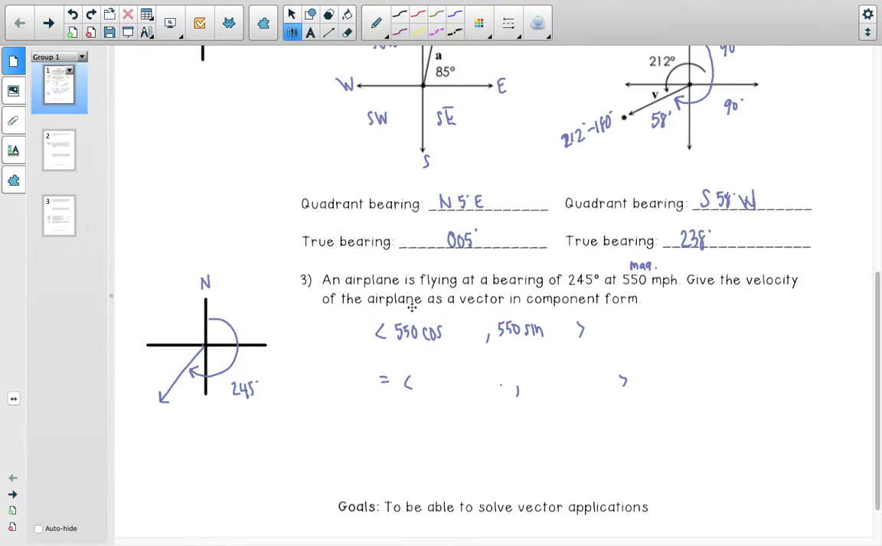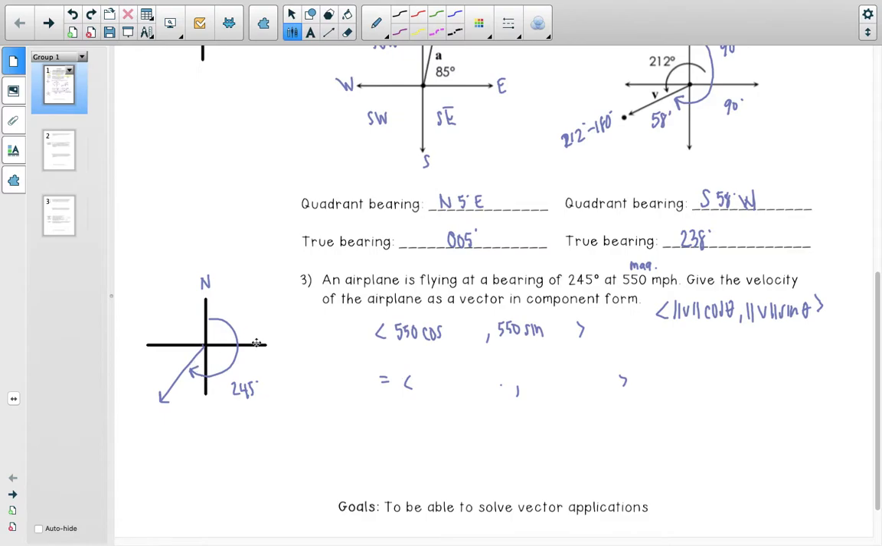We have an airplane flying at a bearing of 245 degrees. So the bearing is from the north and it's clockwise. So that's the 245 degrees. The 550 miles per hour is going to be our magnitude in this situation. So when we did that whole vector, magnitude of vector v, cosine of theta, magnitude of v sine of theta stuff, that's what we're doing here, okay?